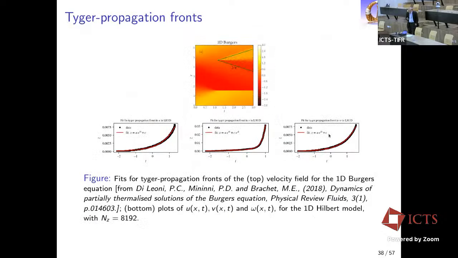So you can think of these as the Tyger propagation fronts, and you can fit them to various forms of the function of time. So this is the paper I was referring to. They looked at the dynamics of these partially thermalized solutions of the Burgers equation. The analogous plots for these two models that I'm talking about, the 1D Hilbert transform model and the 3D axisymmetric Euler, we have, but they don't look as clean as in the Burgers case.